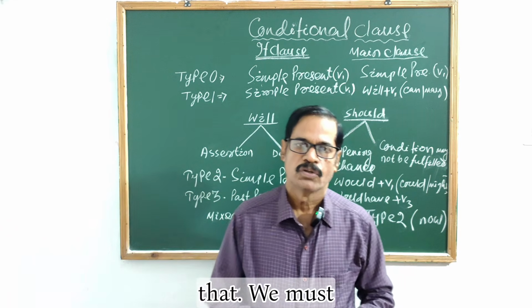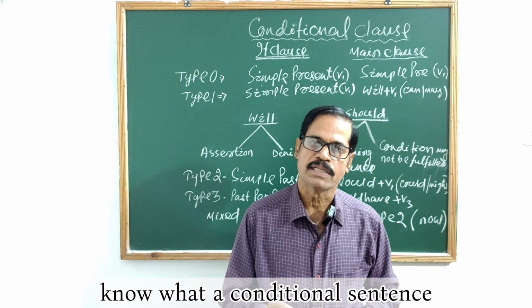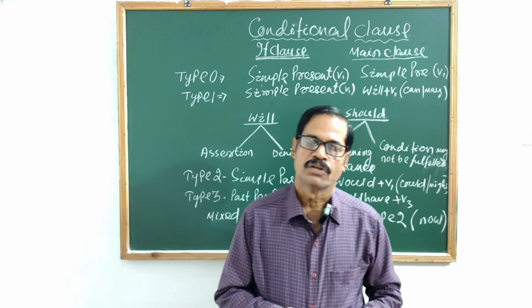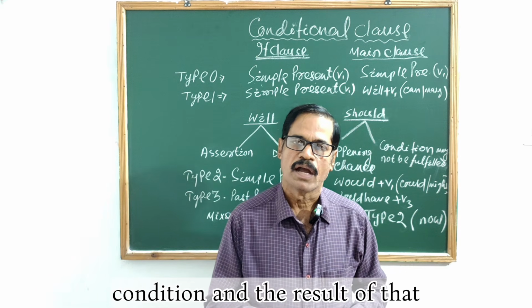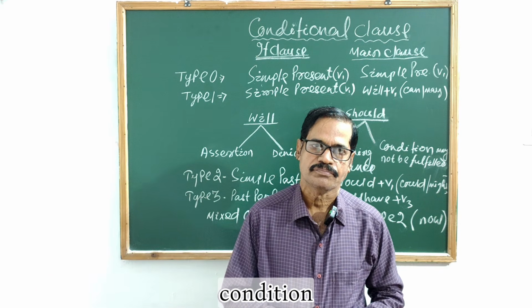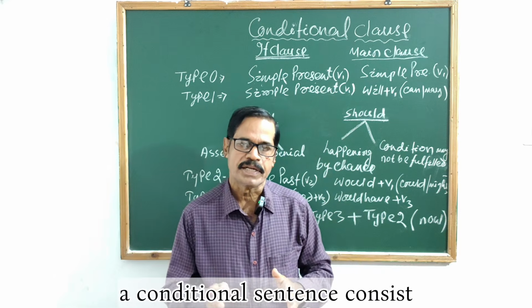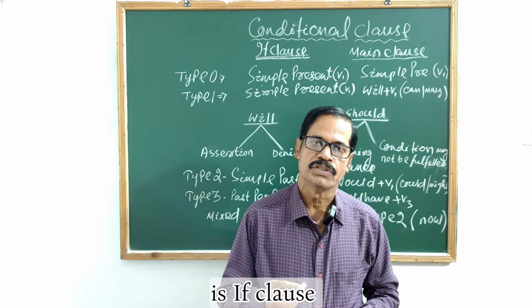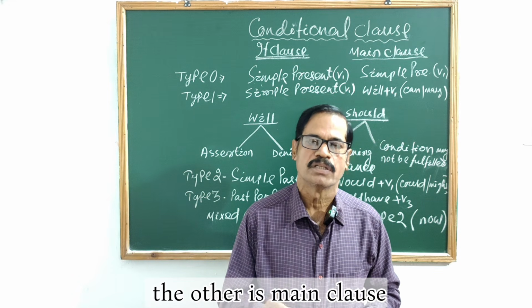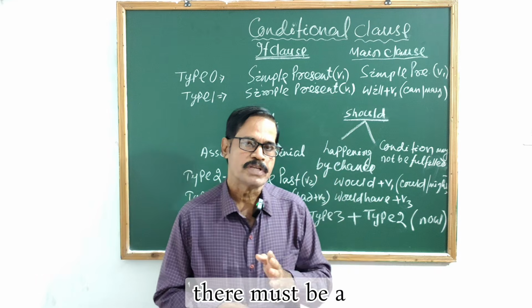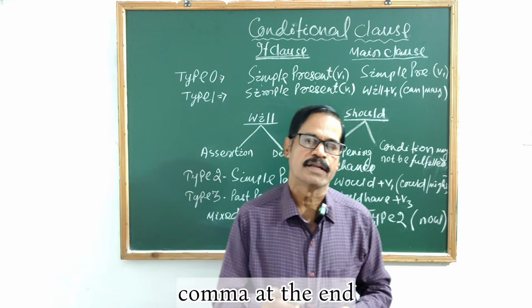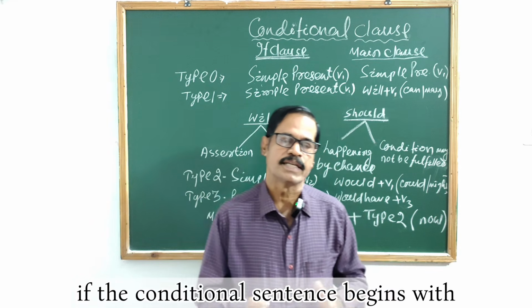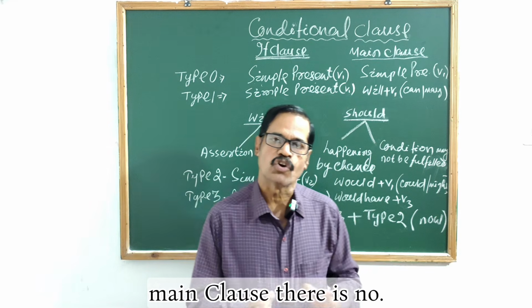Before that, we must know what a conditional sentence is. A conditional sentence is a sentence which expresses a condition and the result of that condition. A conditional sentence consists of two clauses. One is if clause, the other is main clause. There must be a comma at the end of the if clause. If the conditional sentence begins with main clause, there is no comma at all.